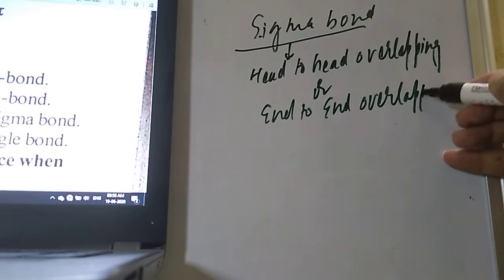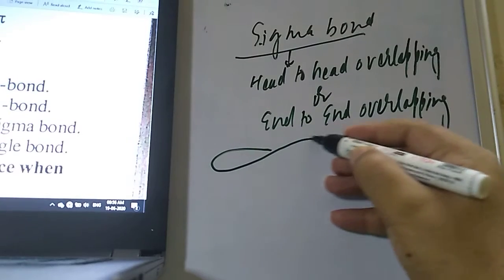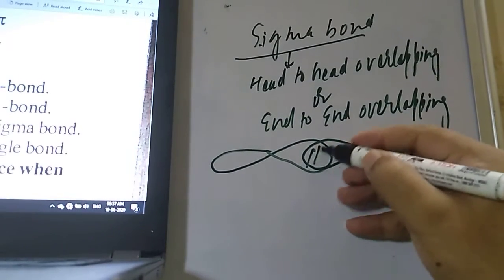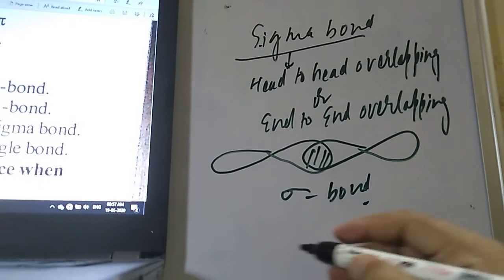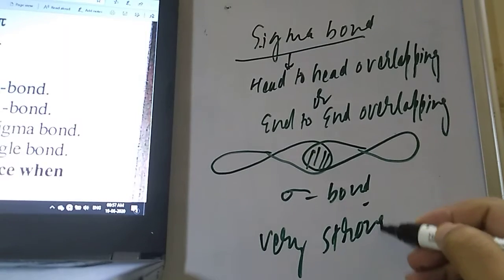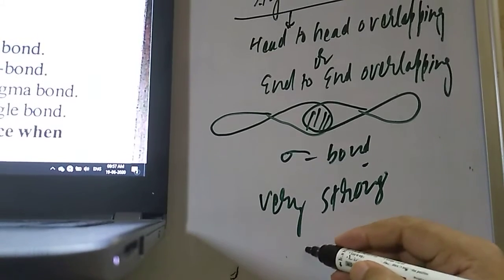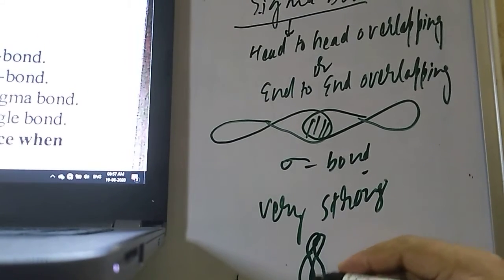So what will be happening, student? End to end overlapping. So here it will be like this, student. This is the overlapping, and this is the formation of a sigma bond. So this bond is very strong. Sigma bond is very strong. Compared to that, if you check the pi bond, student, the pi bond is formed like this. Here the pi bond is side by side overlapping.